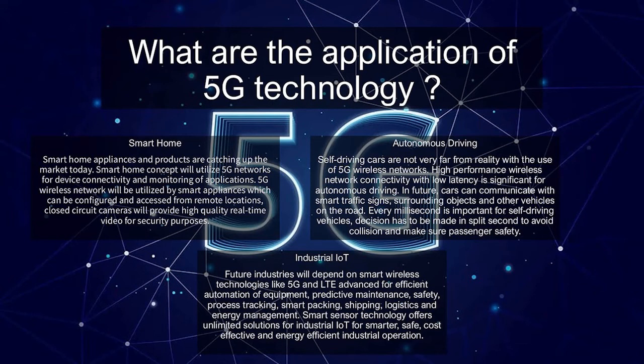So, next, industrial IoT. Future industry will depend on smart wireless technologies like 5G and LTE advanced for efficient automation of equipment, predictive maintenance, safety process tracking, smart packing, shipping, logistics, and energy management. Smart sensor technology offers unlimited solutions for industrial IoT for smarter, safer, cost-effective, and energy-efficient industrial operation.